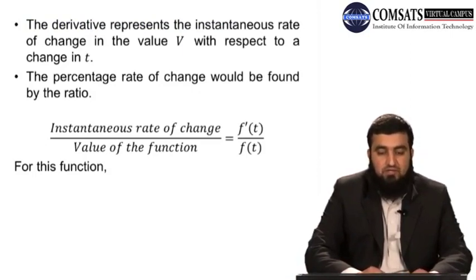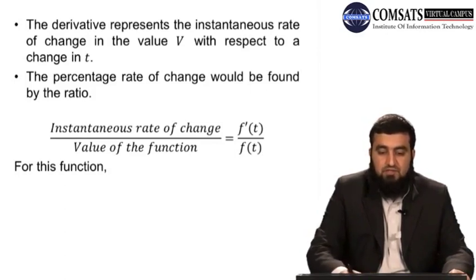So we know that the derivative represents the instantaneous rate of change in the value of v with respect to a change in t. So the percentage rate of change would be found by the ratio of the instantaneous rate of change divided by the value of the function. So we can find the percentage rate of change if we calculate the instantaneous rate of change and divide it by the value of the function. So this is equal to f prime of t divided by f of t.